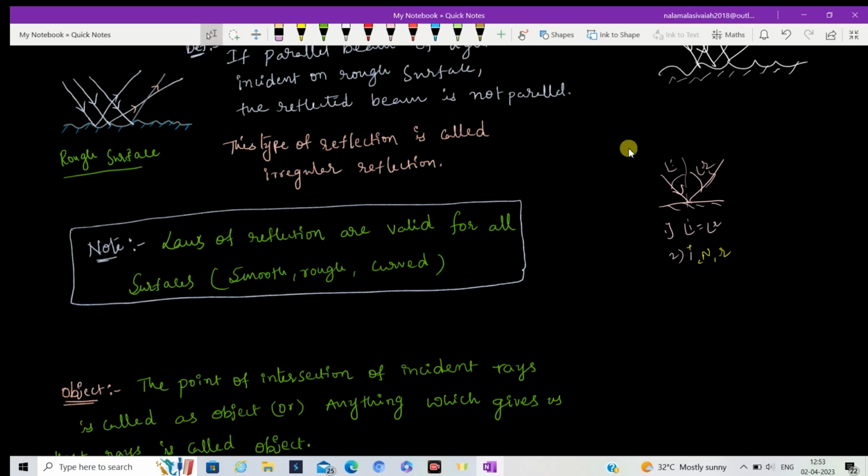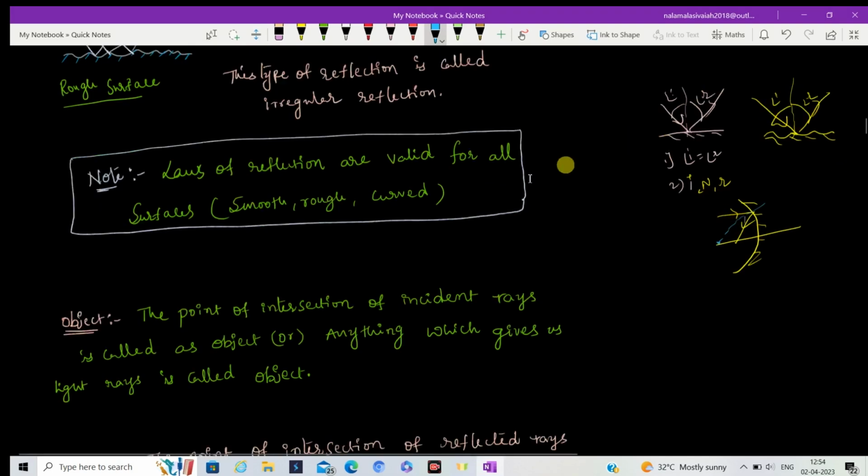That is a smooth surface. Coming to a rough surface also, you take the incident ray, reflected light and normal line. Angle of incidence is always equal to angle of reflection. The same applies to the curved surface: incident light ray, reflected light ray, and if you take the normal line, then angle of incidence is equal to angle of reflection. So for all these surfaces, the laws of reflection are valid.